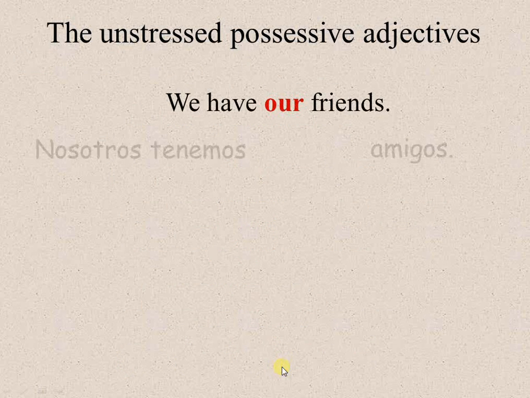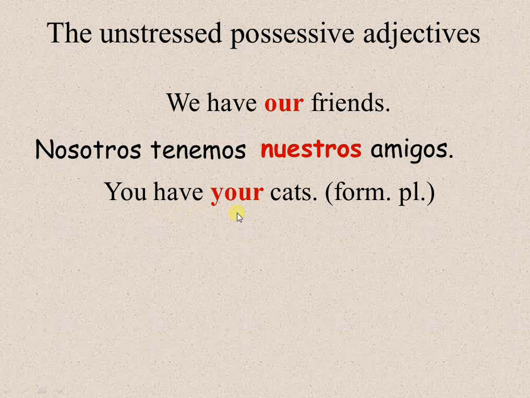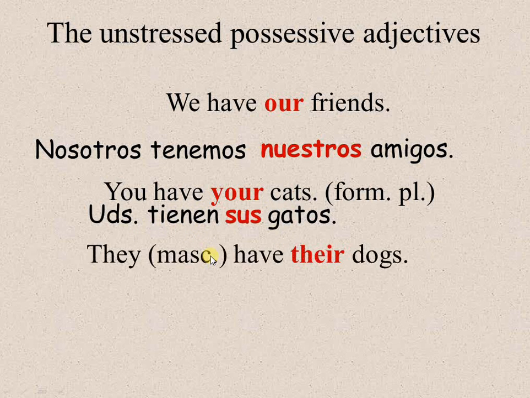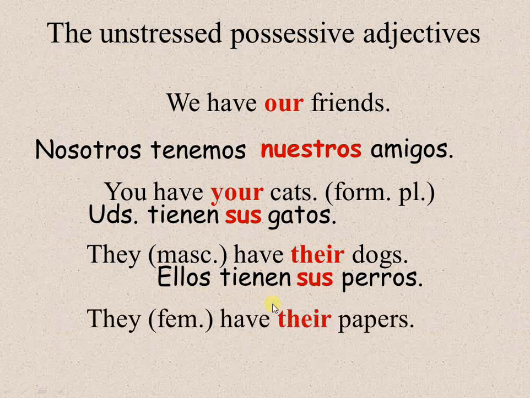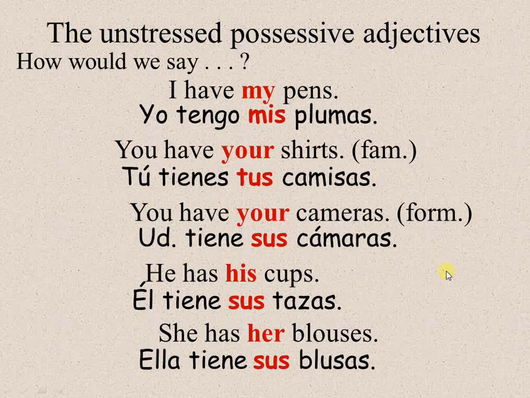Nosotros tenemos blank amigos. Now, amigos is masculine and plural. So you need to use nuestros amigos. You have your cats. Ustedes tienen sus gatos. They have their dogs. Ellos tienen sus perros. They have their papers. Now you're talking about a bunch of girls that have it. Ellas tienen sus papeles.